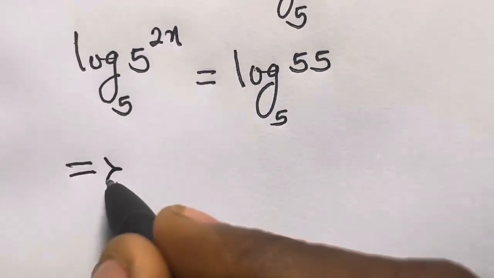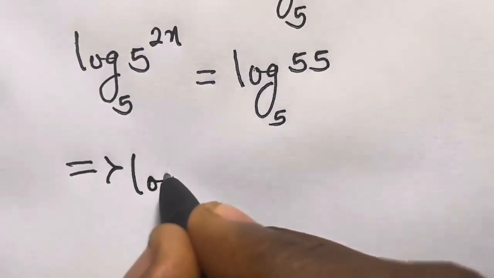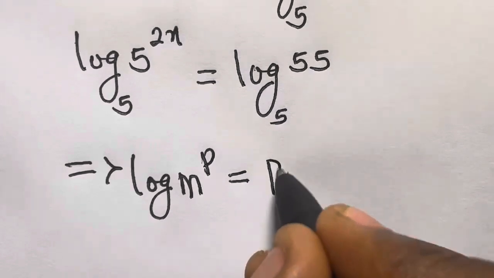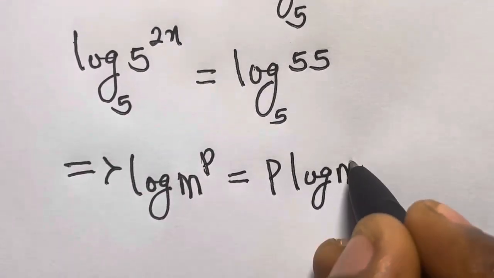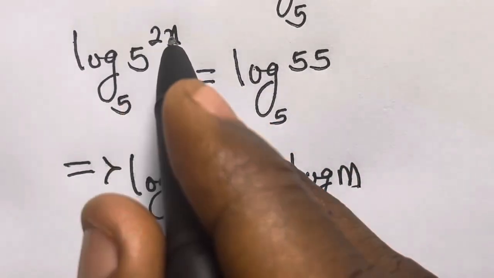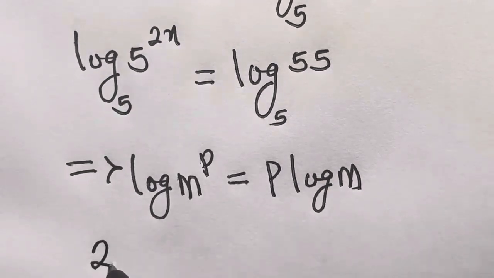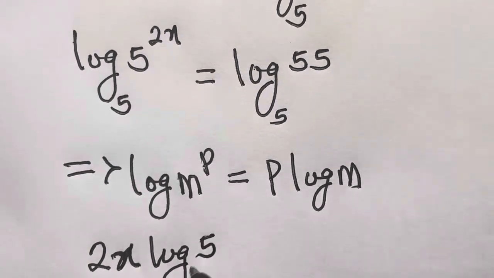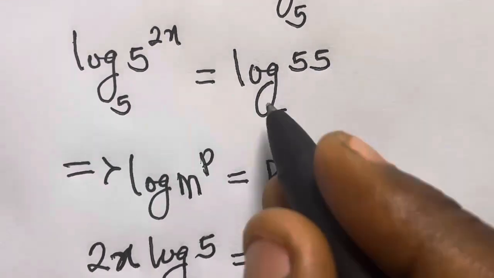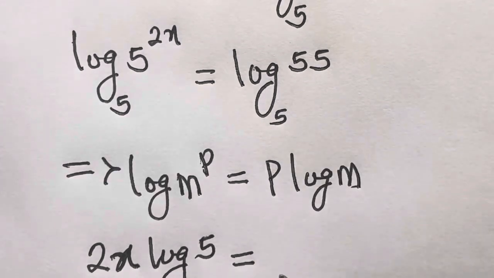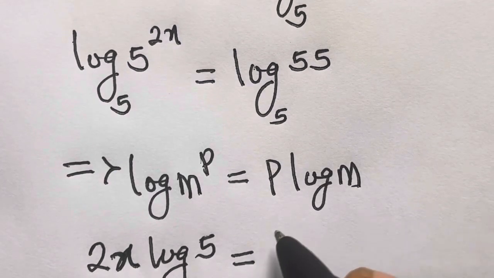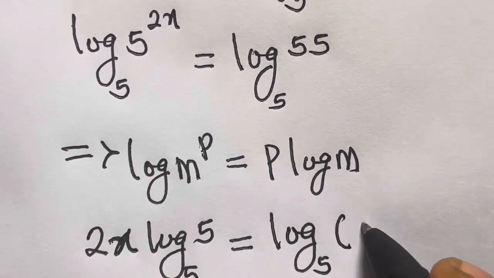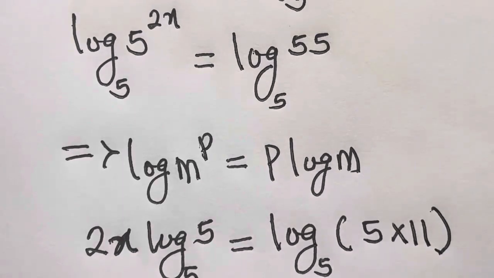So from here, we should recall that from the law of logarithm, if you have log m raised to power p, this is equal to p log m. Applying this, we will have the 2x coming forward, 2x log 5 in base 5 equals, here we can express 55 as the product of 5 and 11. So we have log in base 5, that is 5 times 11, right?